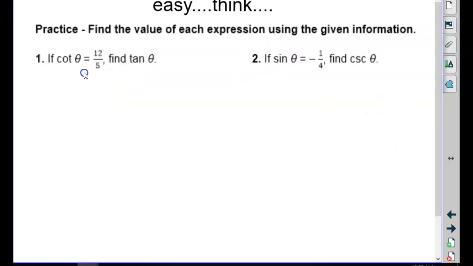All right, these are beyond easy. If you know the cotangent, how do you find the tangent? If you know the sine, how do you find the cosecant? So this should be... any question on those?